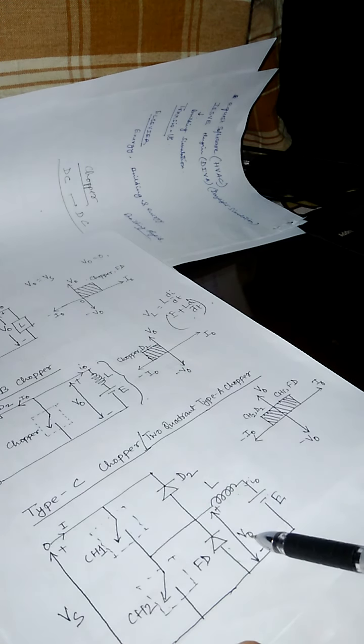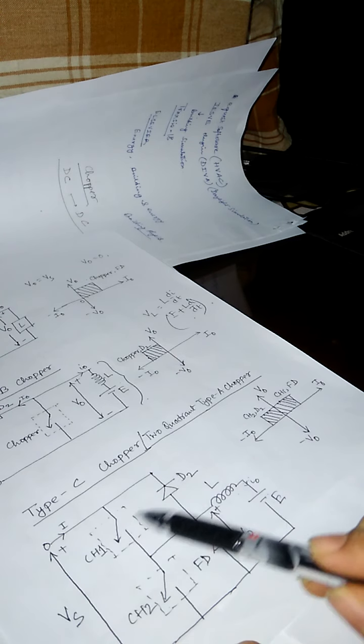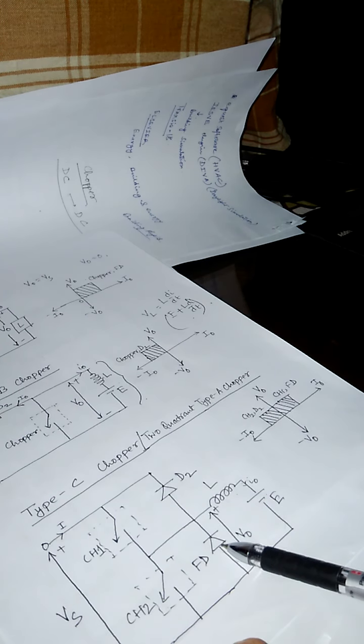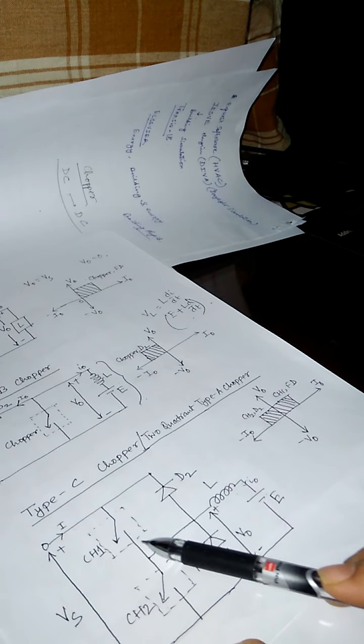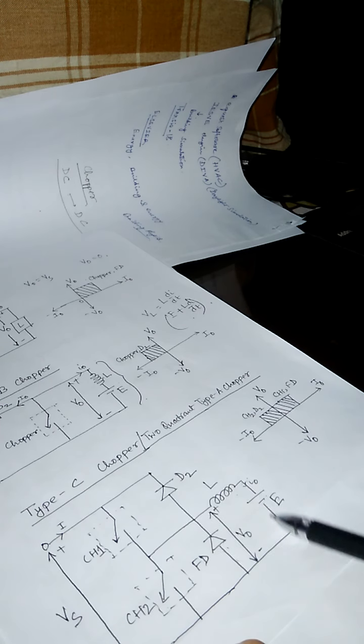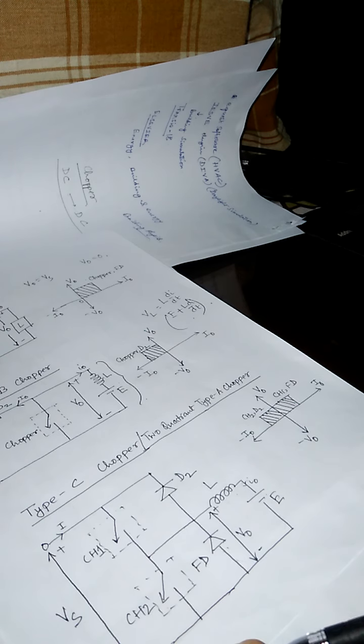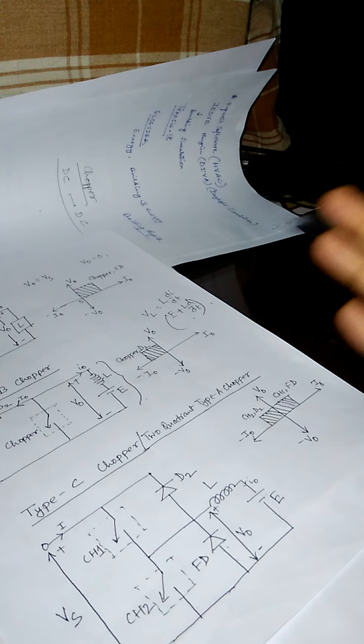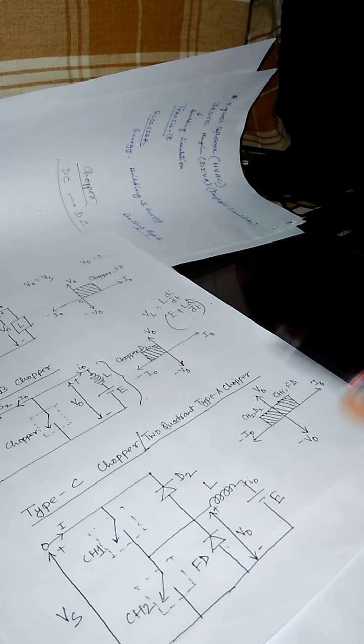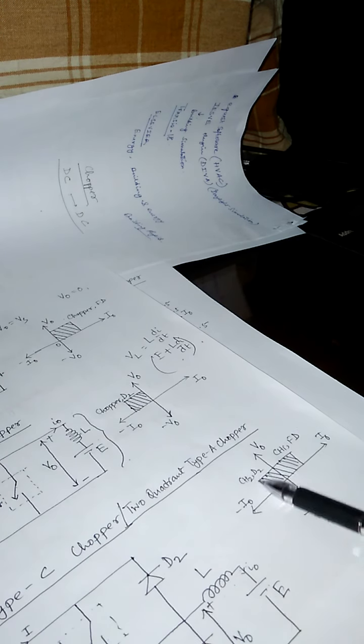In this circuit there are 2 cycles. In the first cycle, suppose CH1 and FD are operated, then the current is flowing through source to load side. That is a positive direction. And when D2 or CH2 is in operating mode, then the current direction is from load side to source side, so in the next cycle it is in the negative direction. So when we consider the quadrant operations, here that is a 2 quadrant operation.